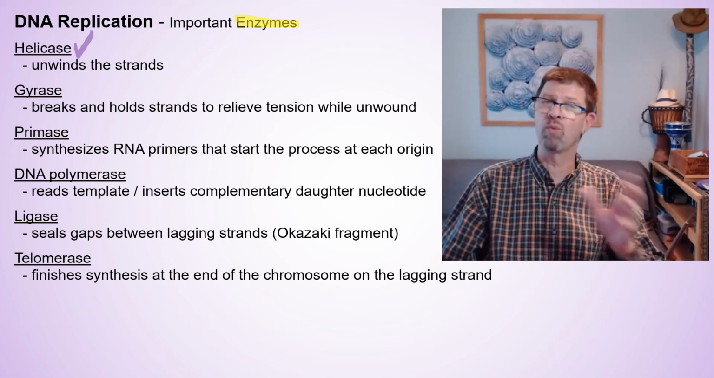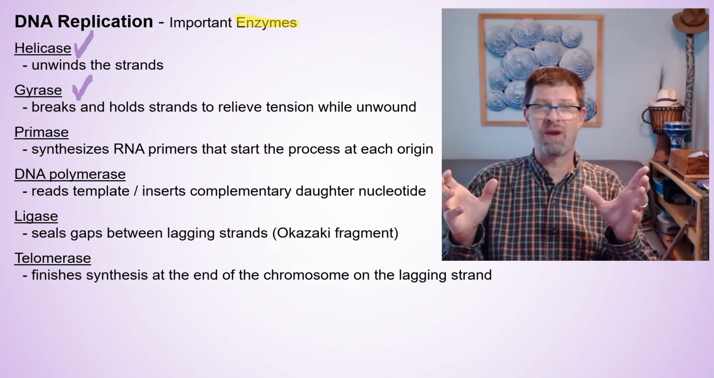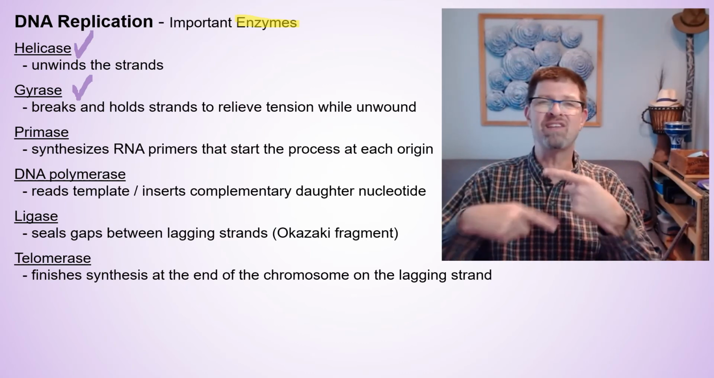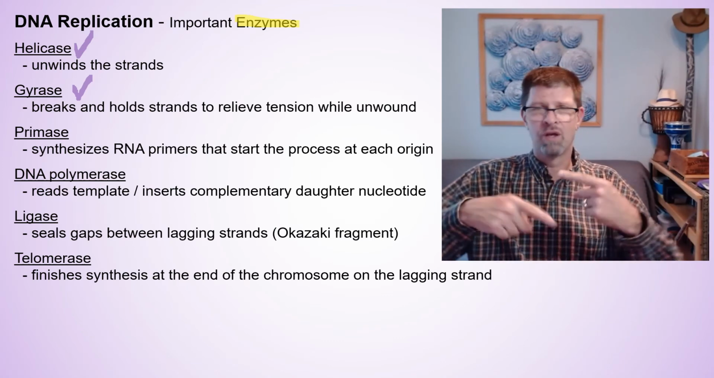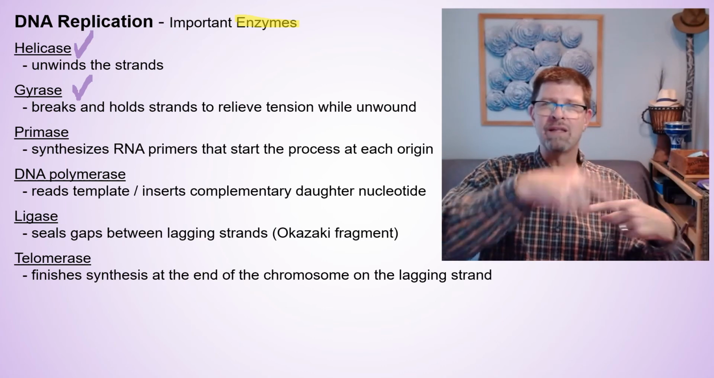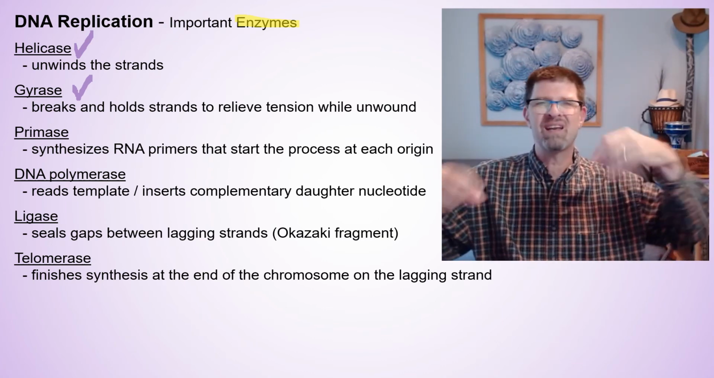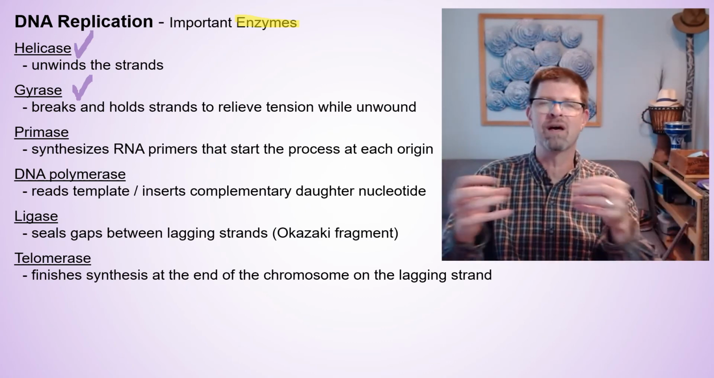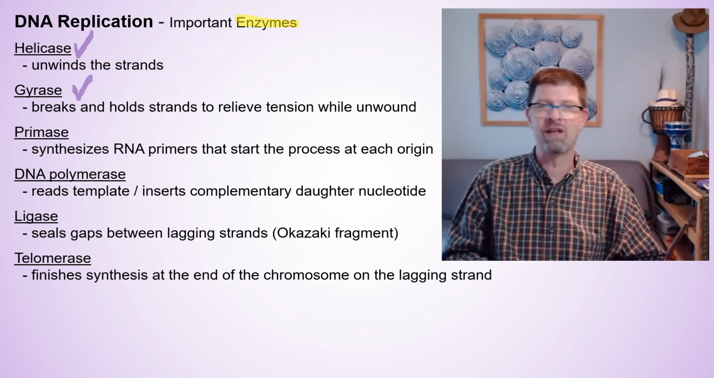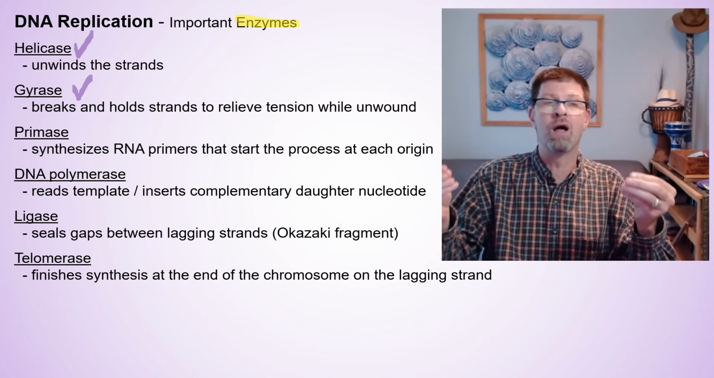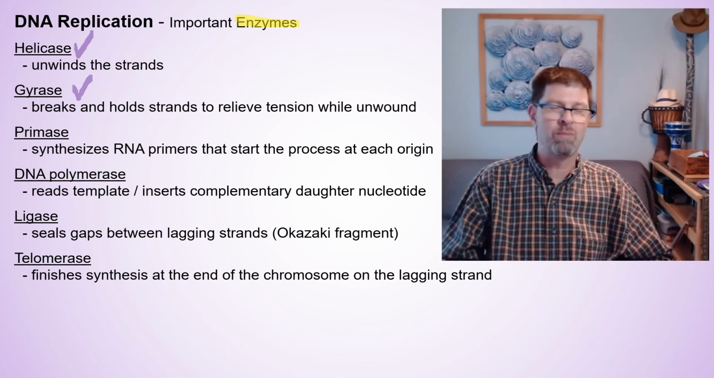So helicase unwinds the strands. Gyrase breaks and holds the strands so that you don't get that twisty tension in it. If you grabbed some cord that was wound around in a helix and you tried to pull apart those two pieces of that cord, you'd get twists and turns in the rest of it because of the torsional tension of it. So gyrase is an enzyme that helps that become unwound. And the gyrase kind of sounds like something that's spinning, so that might remind you about that.